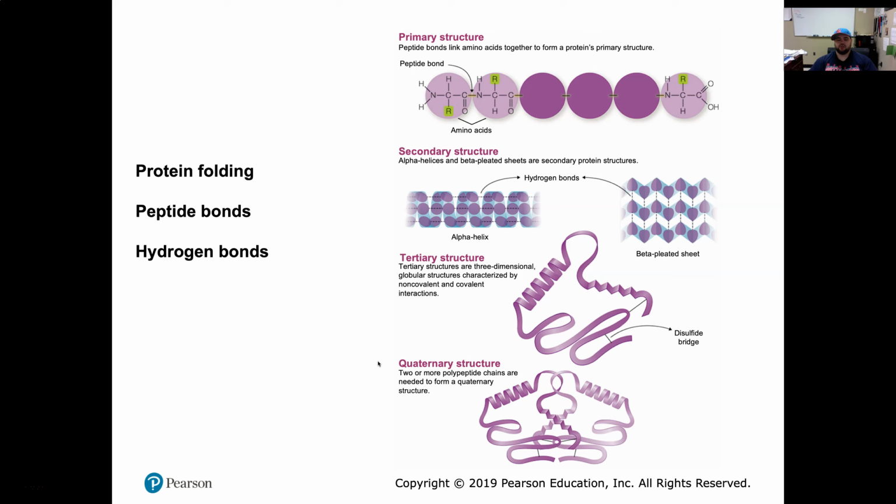Then you end up with a secondary structure where the protein will then take on one of two forms. A helical form, a winding staircase form, or what we call a pleated sheet. So you have an alpha helix or a beta pleated sheet, where you have these individual tails almost that line up. And what holds them together is hydrogen bonds. So just like DNA, proteins in their secondary structure are held together by hydrogen bonds.